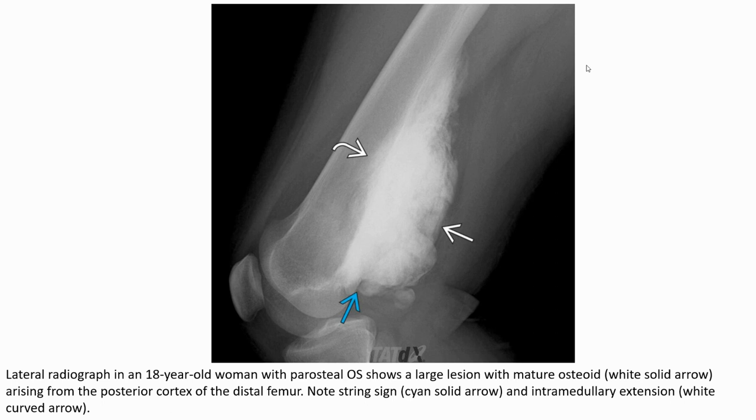This lateral radiograph of an 18-year-old woman with parosteal osteosarcoma shows a lesion with mature osteoid, solid arrow, arising from the posterior cortex of the distal femur. Note the string sign, and intramedullary extension.